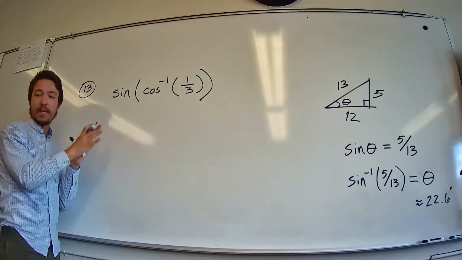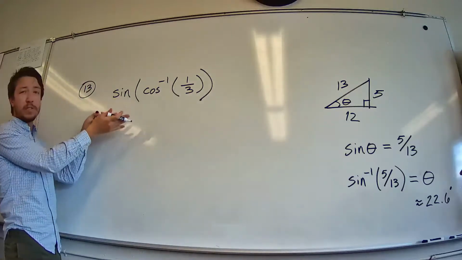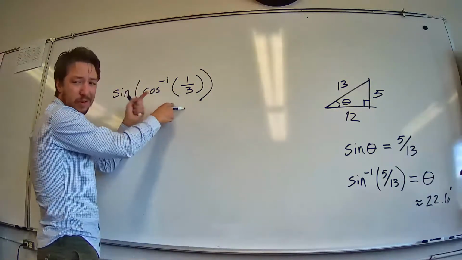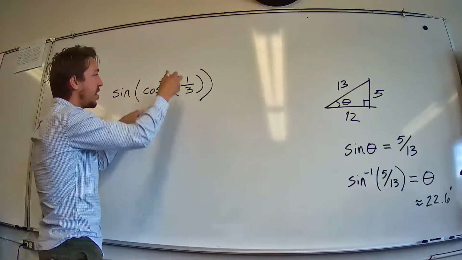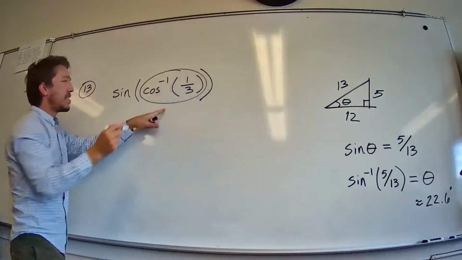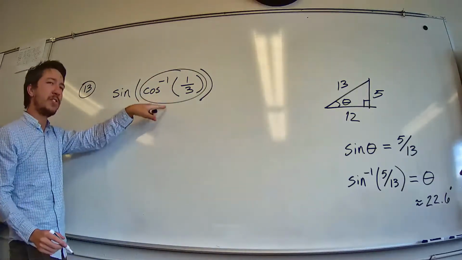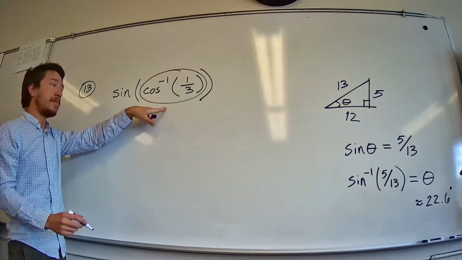Watch this. This is actually very easy. It looks confusing, but it's easy. The first thing you do is look to the inside, like we usually do with these kinds of things when parentheses are involved. You look at this and ask, what is that referring to? That is referring to an angle out there somewhere.